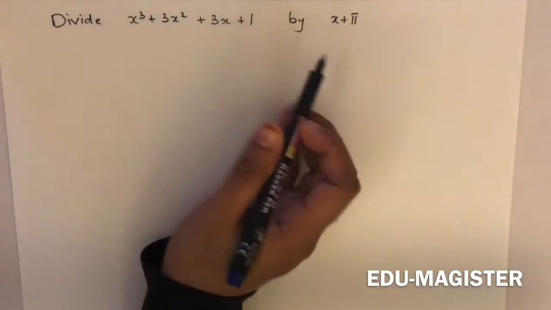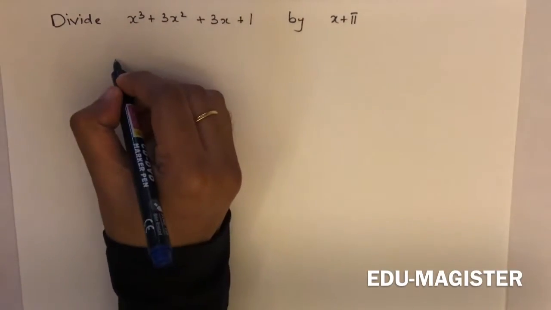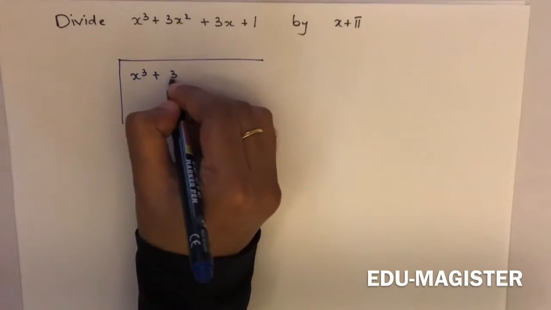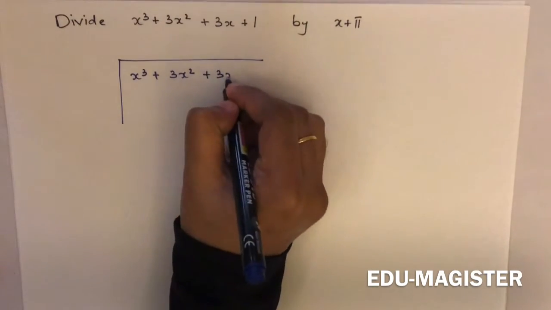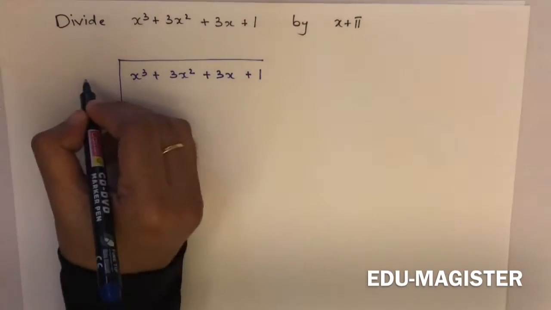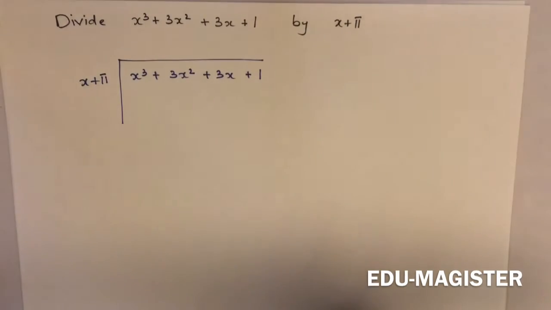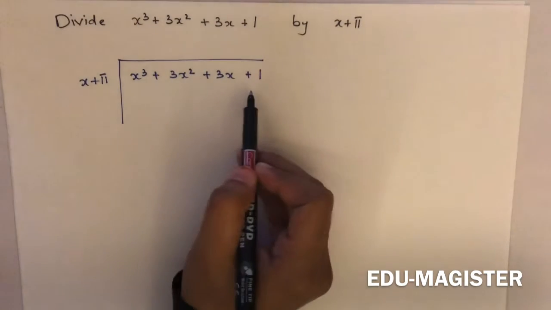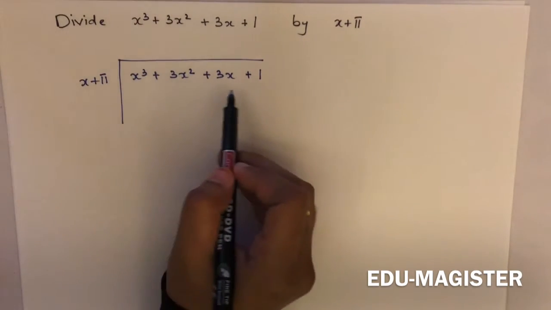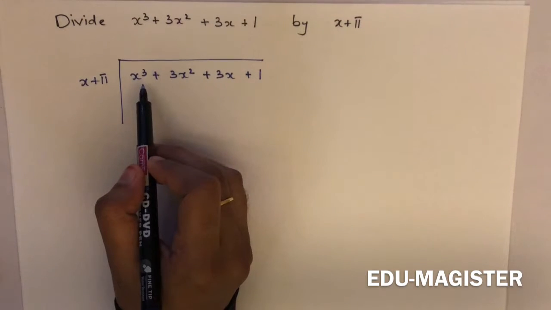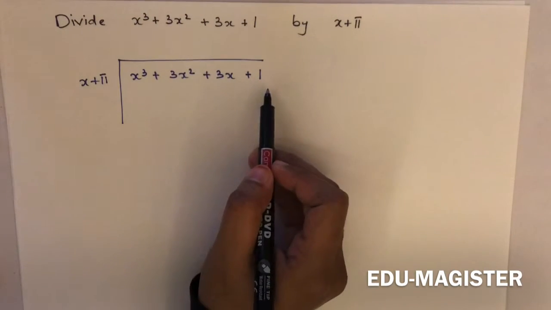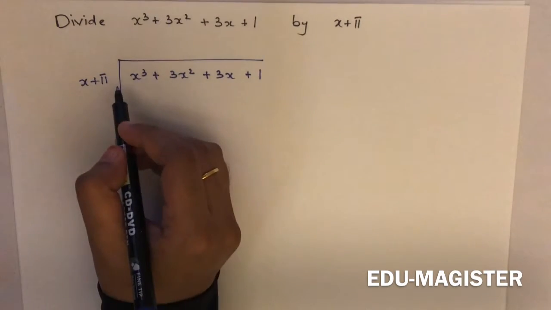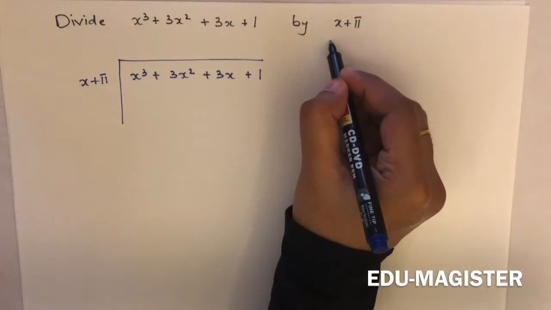Now next, let's do this division, that is x cube plus 3x square plus 3x plus 1 divided by x plus pi. So before beginning, let's make sure that the terms are written in standard form, that is, the polynomial is written with the powers of the variable in decreasing order. Same applies here for the divisor also. Alright, now let's begin the division.